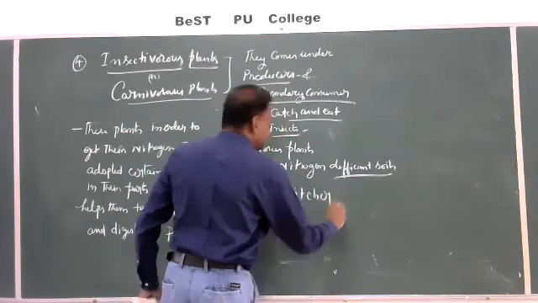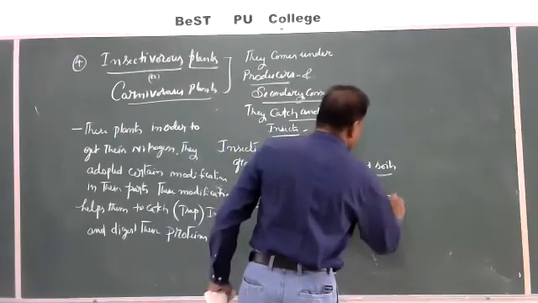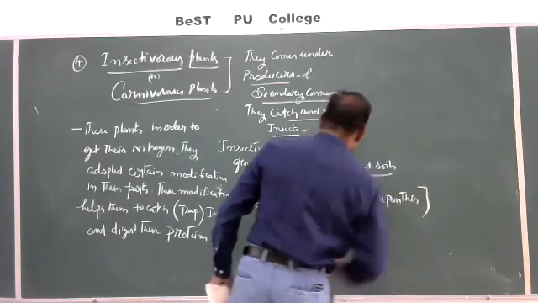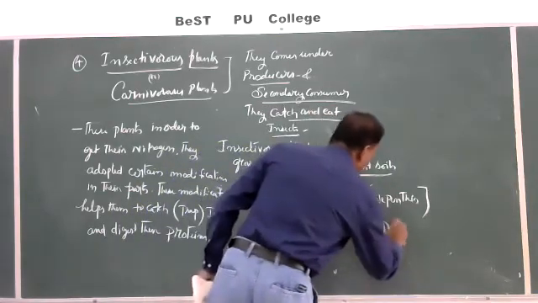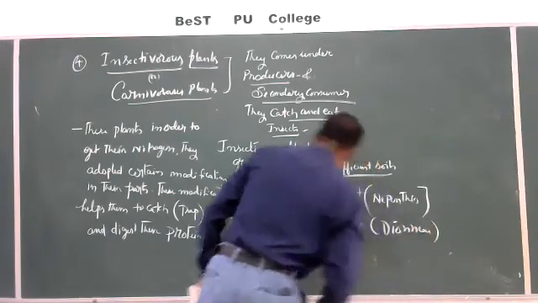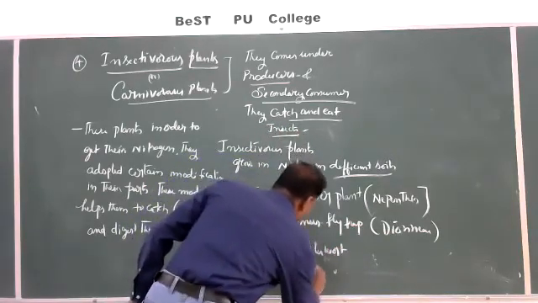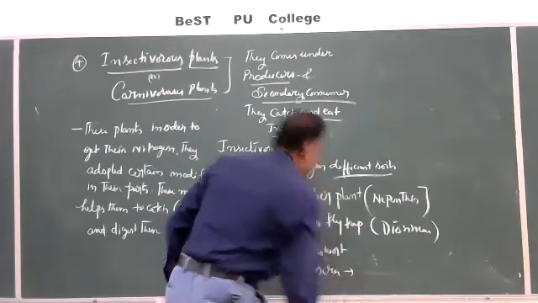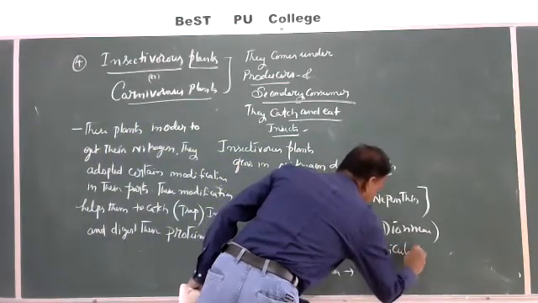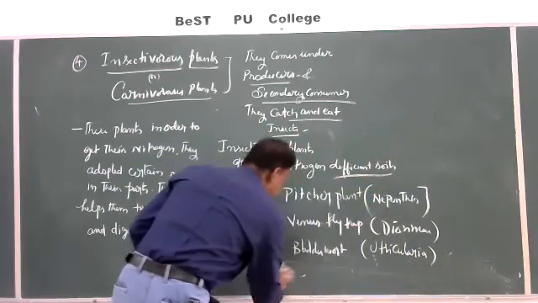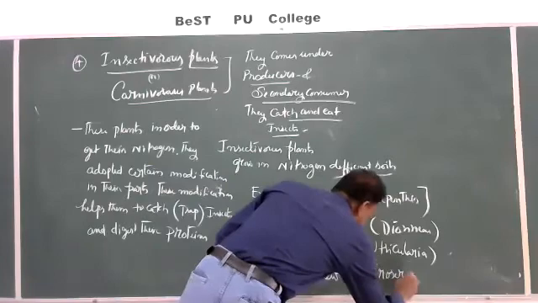Pitcher plant, Nepenthes; Venus flytrap, Dionaea; bladderwort, Utricularia; sundew, Drosera. So many are there.